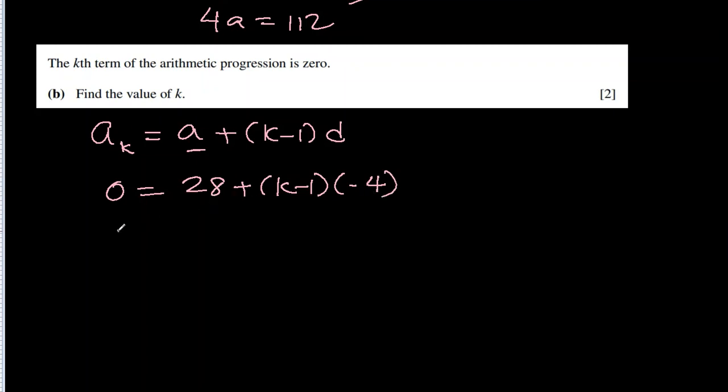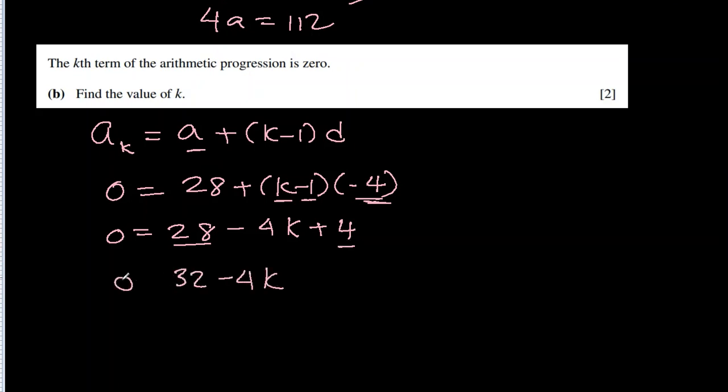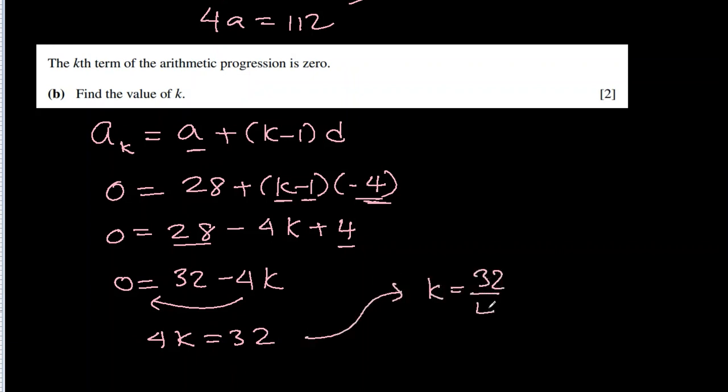So we can just open the brackets now. 0 equal to 28 plus, rather minus, k times minus 4 will be minus 4k. Minus 4 times minus 1 is plus 4. And 28 plus 4 will be 32 minus 4k equal to 0. Let's take 4k to the left side. 4k positive equal to 32. And that's why k is equal to 32 divided by 4, which is 8.